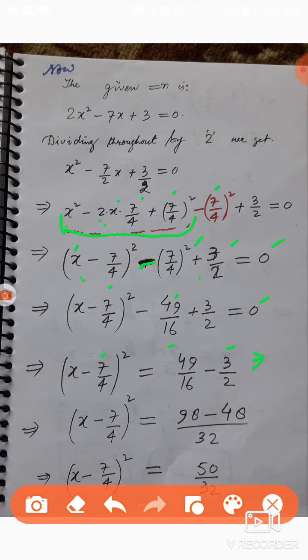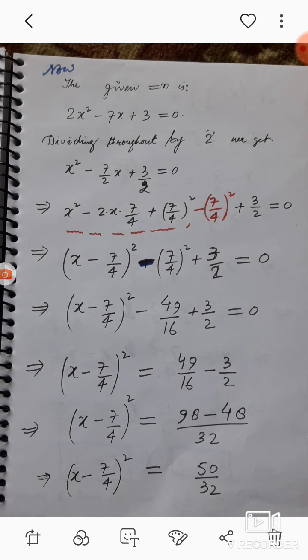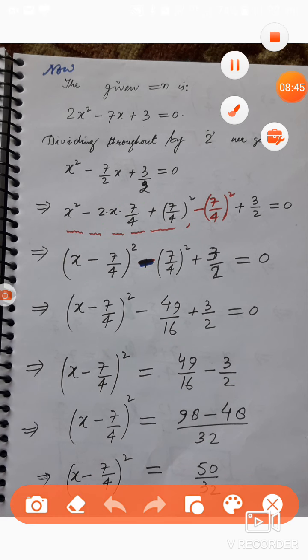Now (x − 7/4)² is as such. We have to cross multiply in order to simplify the right hand side. That is 2 into 49 means 98, and 3 into 16 means 48, divided by 32. So now (x − 7/4)² is equal to 50 divided by 32. 98 minus 48 means 50 divided by 32.